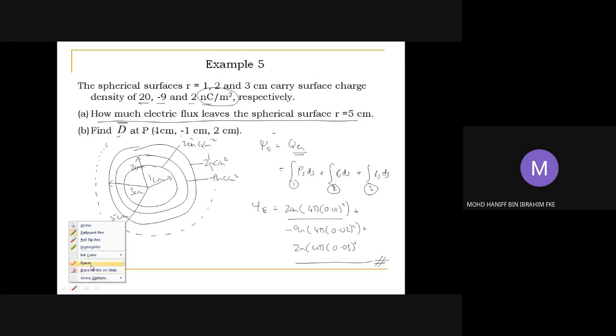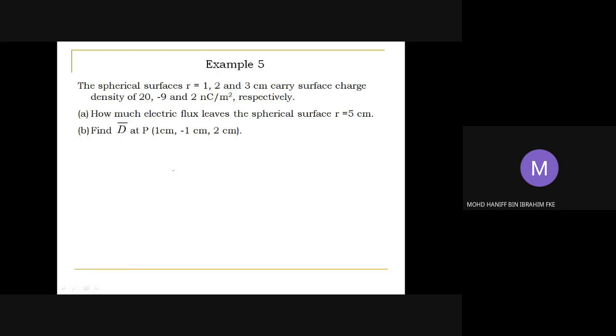Part B is to find the flux density D at this position, which is in Cartesian, where we have 1 cm, -1 cm, and 2 cm. So if I sketch this point P accordingly, that should be the x axis, that the y axis, and that the z axis. This point P should be located somewhere here. This is 2, so we have a point here. That should be the position of 1, -1, and 2 cm.